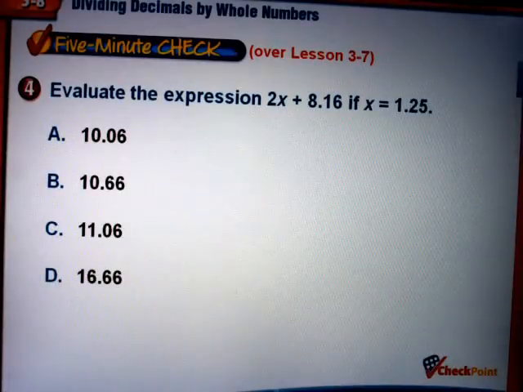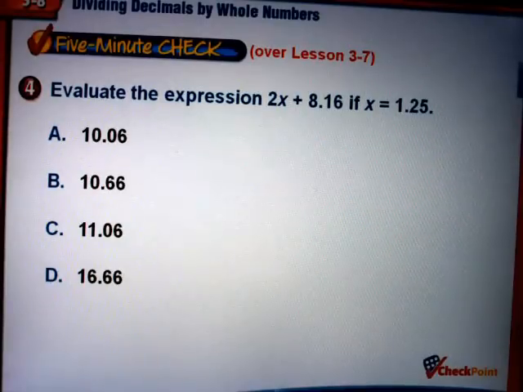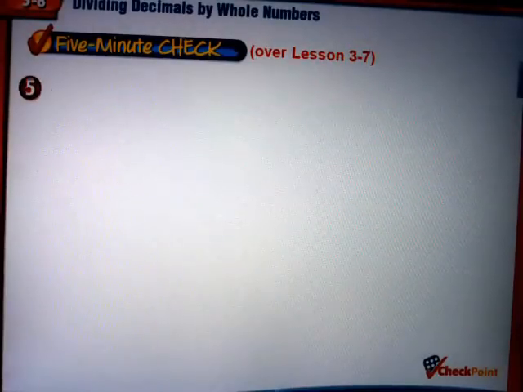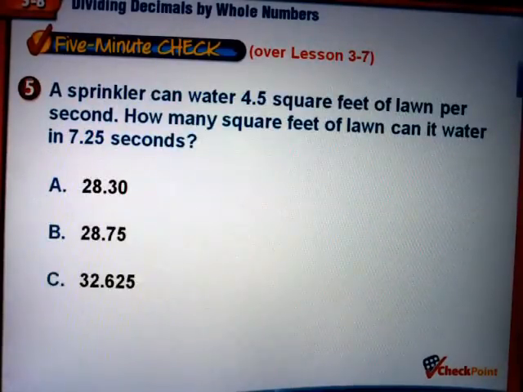So now we're going to evaluate the expression 2x plus 8 and 16 hundredths if x is equal to 1 and 25 hundredths. Is the answer A, 10 and 6 hundredths, B, 10 and 66 hundredths, C, 11 and 6 hundredths, or D, 16 and 66 hundredths? A lot to say. And your answer is B.